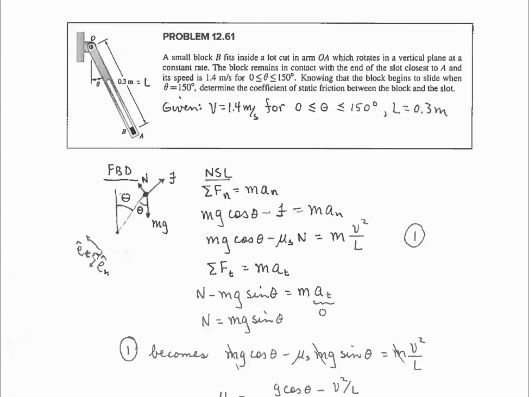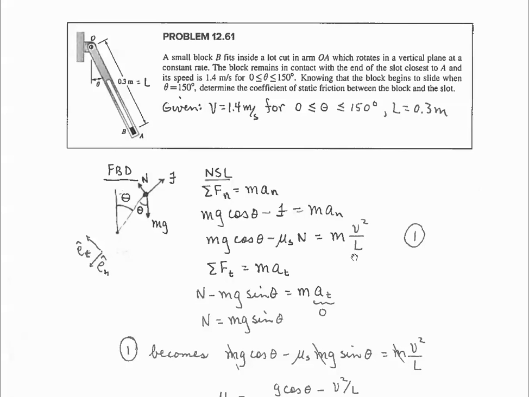I'm going to call this my e normal direction and e tangential direction right here. So if I do Newton's second law, the sum of the forces in the normal direction equals m times a normal. In the normal direction, it's going to be mg times cosine of theta right here, minus the frictional force, and that's equal to m times a normal. So that's mg cos theta minus the frictional force. Frictional force is going to be mu s times the normal force N, and a normal is going to be v squared over L.